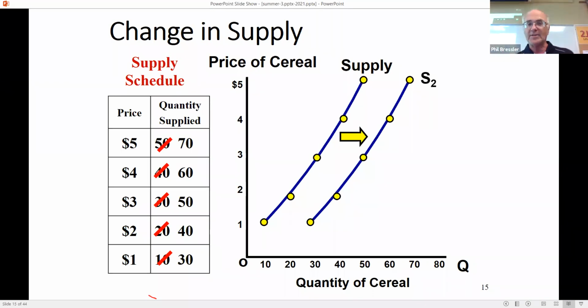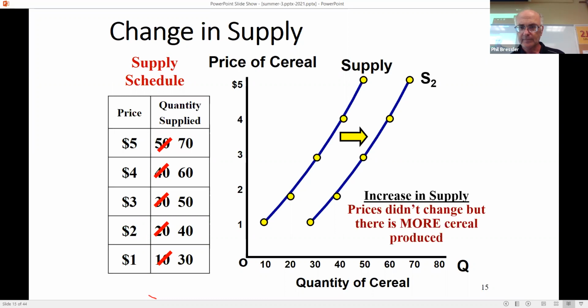You'd start out, say S1 and S2, and there it is. And notice on that schedule, at $5, I'm supplying more. So anytime you shift the curve, on every point of that curve, you are now supplying more than you used to. So I used to supply 50, now 70; at 4, 40 and 60. That's what happens when you shift the curve. So the prices don't change, but more cereal is being produced.